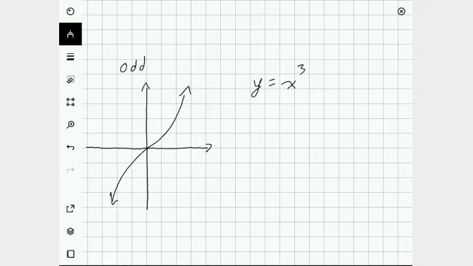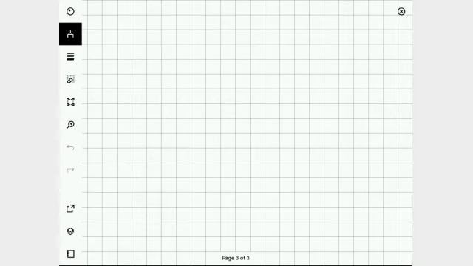Again, to the best of my poor writing ability, this graph is the graph of y equals x cubed. A power function with an odd exponent is always an odd function. Most graphs are in fact neither even nor odd.